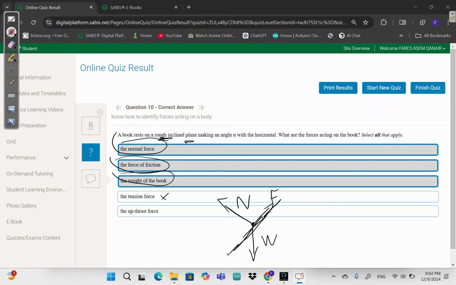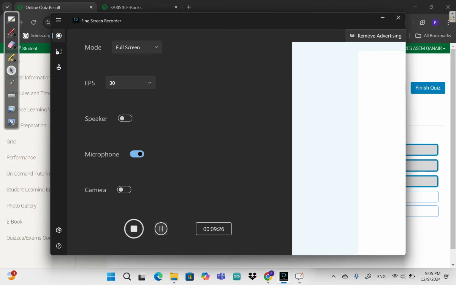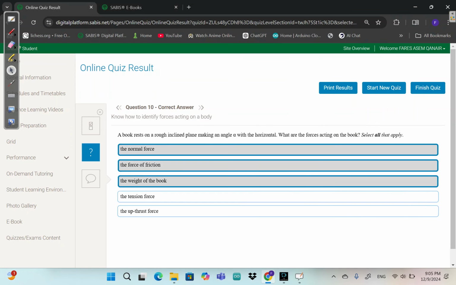There is no tension since there is no rope or cord, and there is no upthrust since there is nothing mentioned about water. Upthrust is only on water. So yeah, that's it for this question. Next question.